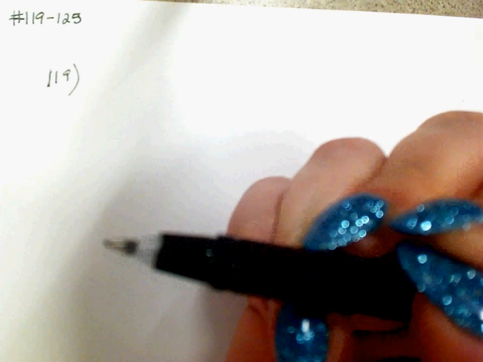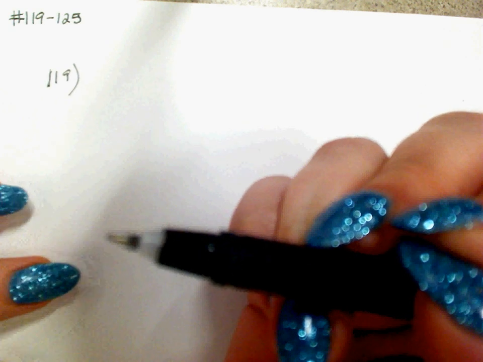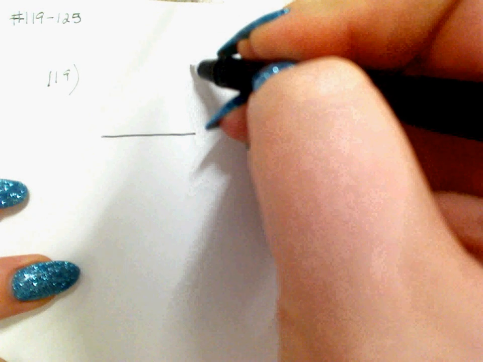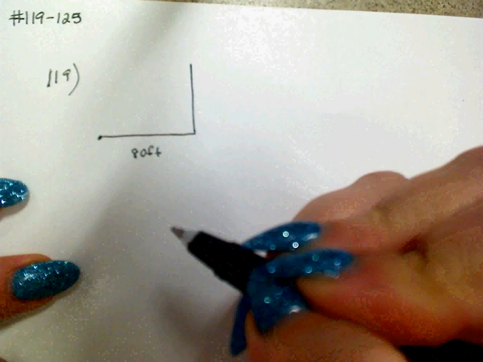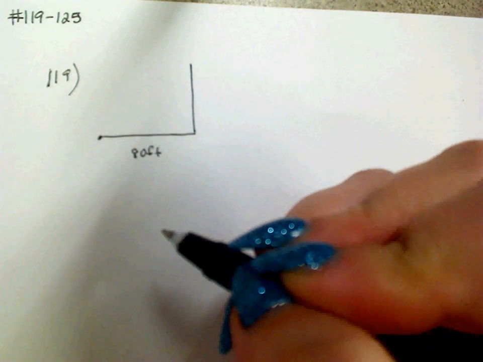Alright, so number 119. It says from a point on level ground 80 feet from the base of a building. So from a point on the ground 80 feet from the base of a building, the angle of elevation is 25.6 degrees.